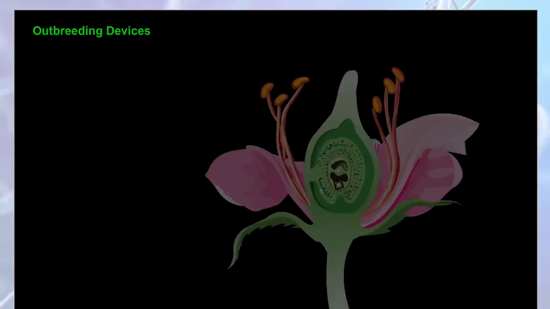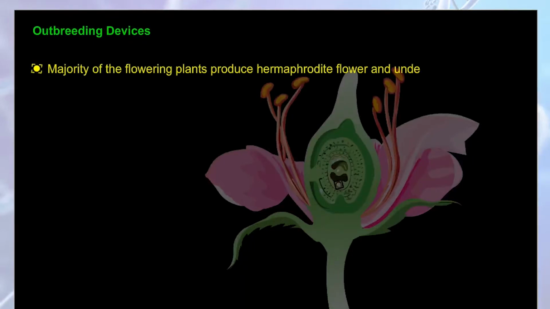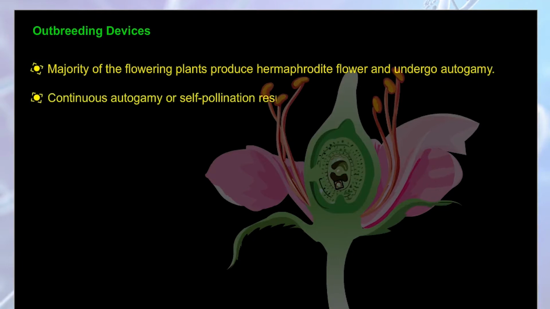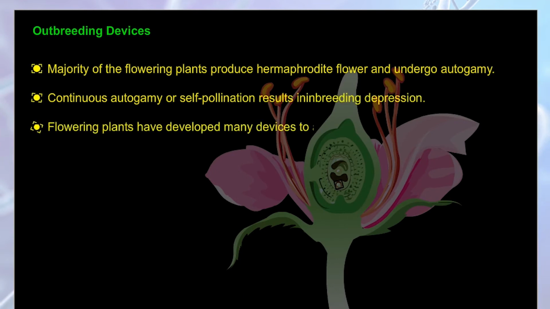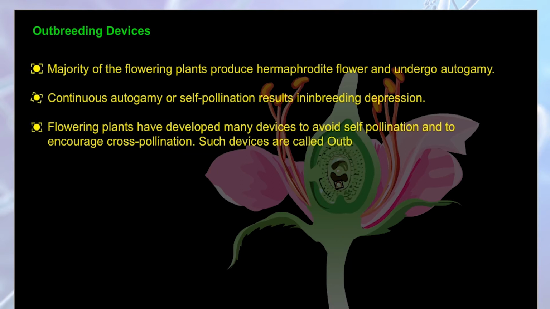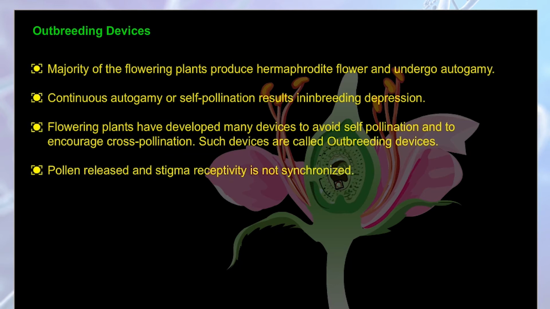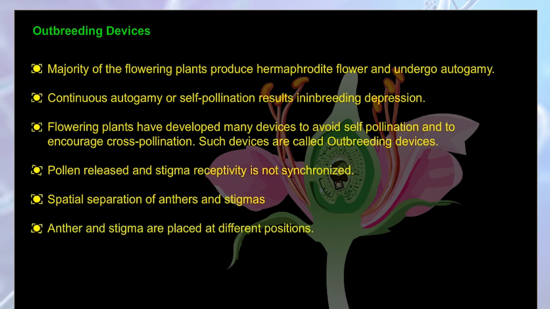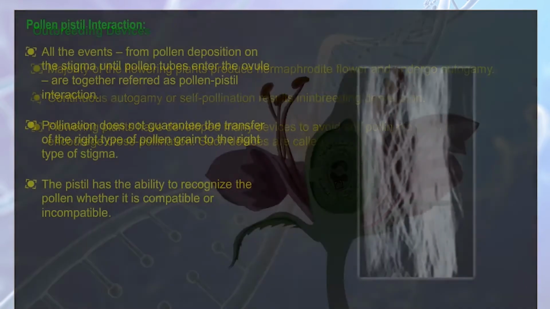Outbreeding devices. The majority of flowering plants produce hermaphrodite flowers and undergo autogamy. Continuous autogamy or self-pollination results in inbreeding depression. Flowering plants have developed many devices to avoid self-pollination and to encourage cross-pollination. Such devices are called outbreeding devices. Pollen release and stigma receptivity are not synchronized. Spatial separation of anthers and stigma: anther and stigma are placed at different positions. Self-incompatibility. Production of unisexual flowers.